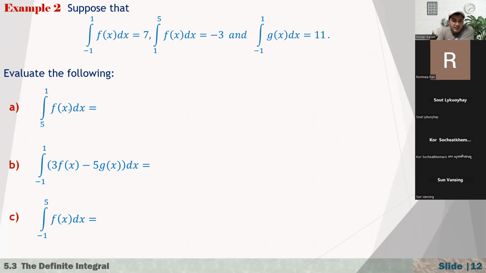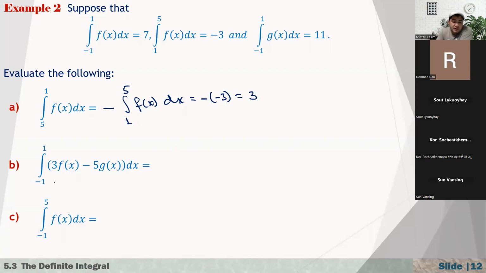Now, the integral from 5 to 1, but I know that the integral from 1 to 5, right? By using the first property, I can rewrite this as negative, minus the integral from 1 to 5 of f of x dx. And this integral is given, that's equal to -3. So it is minus minus 3, and that's why this integral is equal to 3.